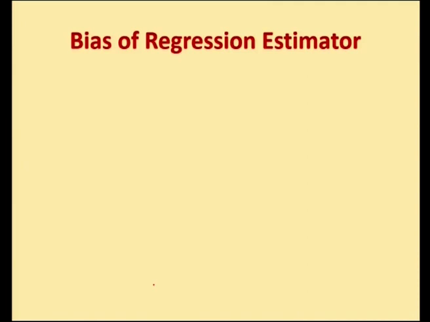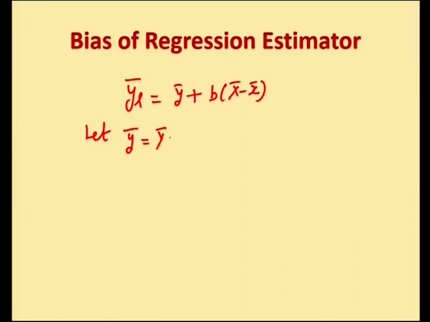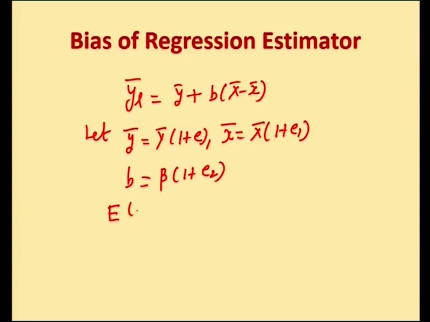Now, we will derive this expression for the bias of the linear regression estimator. We will obtain the bias of the regression estimator in the following procedure. We know that YL bar is equal to y bar plus b into capital X bar minus small x bar. We assume that small y bar is equal to capital Y bar into 1 plus e, small x bar is equal to capital X bar into 1 plus e1, and b is equal to beta into 1 plus e2. Also, expectation of e1 is equal to expectation of e2 is equal to expectation of e is equal to 0.